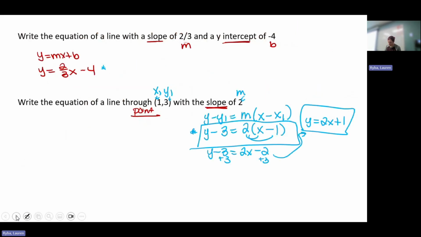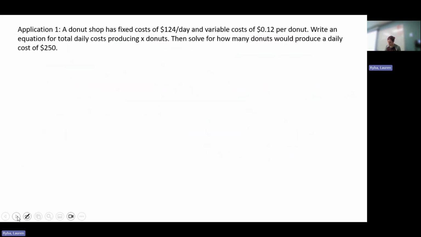We have 2 application problems and then we are done for today. Thursdays are usually the shorter of the 2 days.